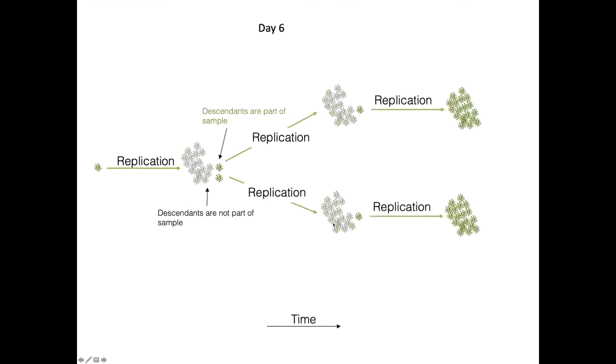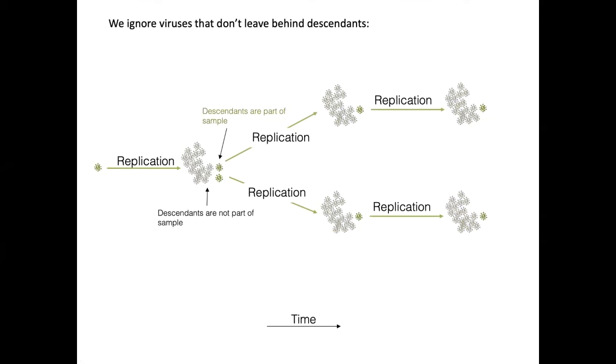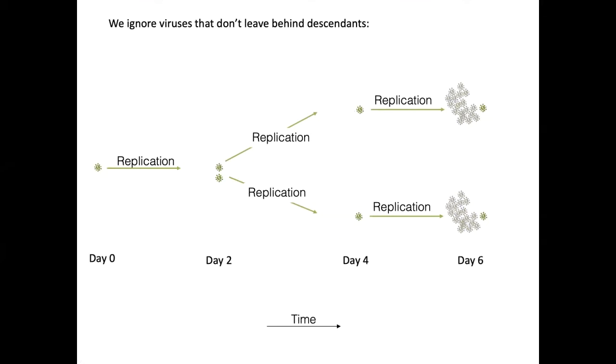And then we keep on going forwards, as before, keeping track of the viruses that leave behind descendants. So throughout this entire process, the key concept is that tracing an ancestral lineage consists of keeping track of which viruses leave behind descendants in the sample. And therefore, from this particular perspective, we don't care about the viruses that don't leave behind descendants. So we ignore them.